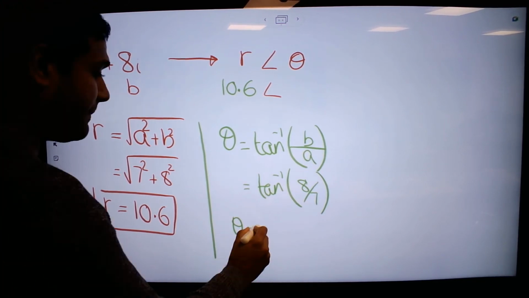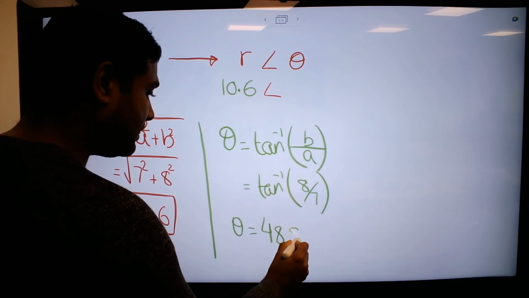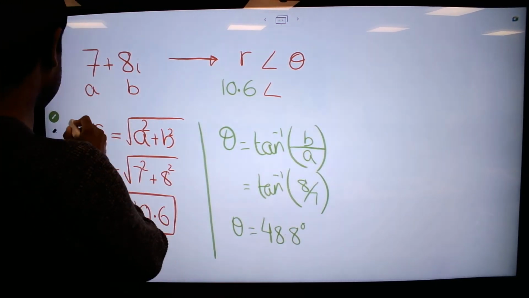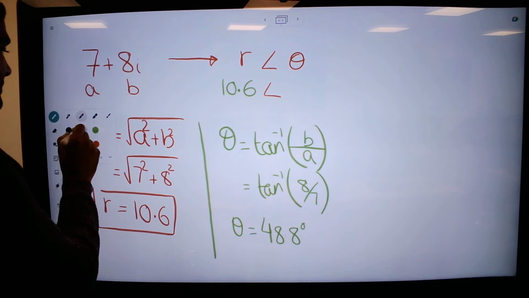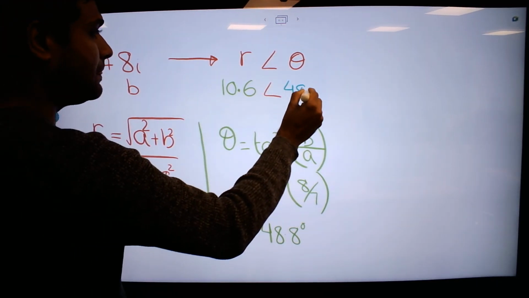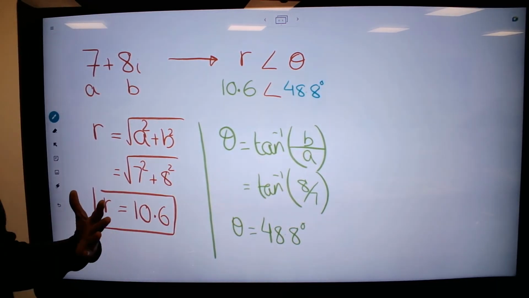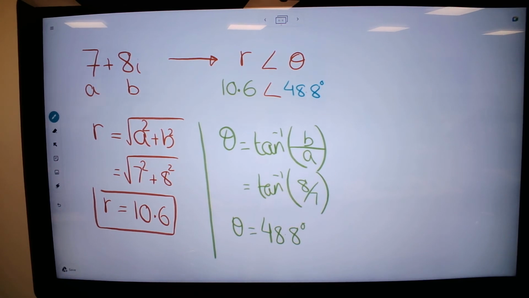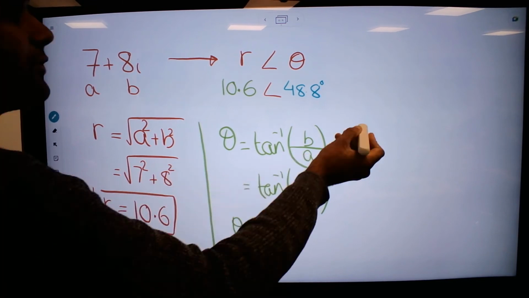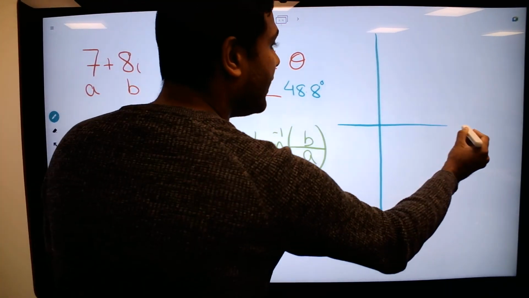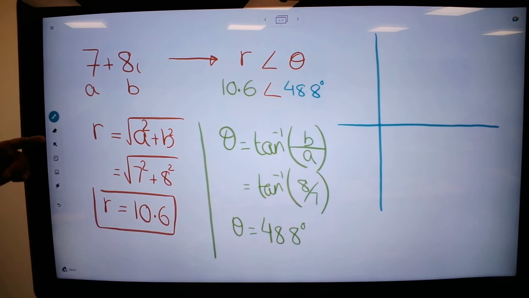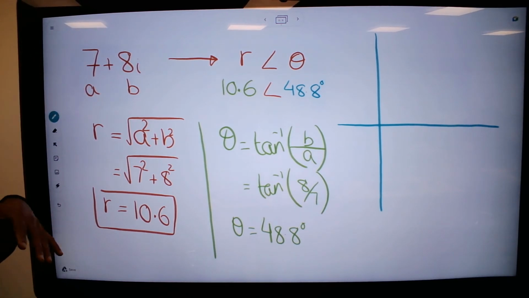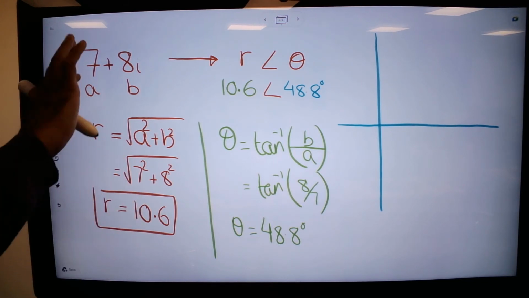48.8. Yeah, so that will be 48.8 degrees. Now, before I start something, let's have a look at where it's going to be. If I draw a graph, this is my graph. There is a thing in the graph called CAST, C-A-S-T. You guys heard of that one? I'll do the CAST later.